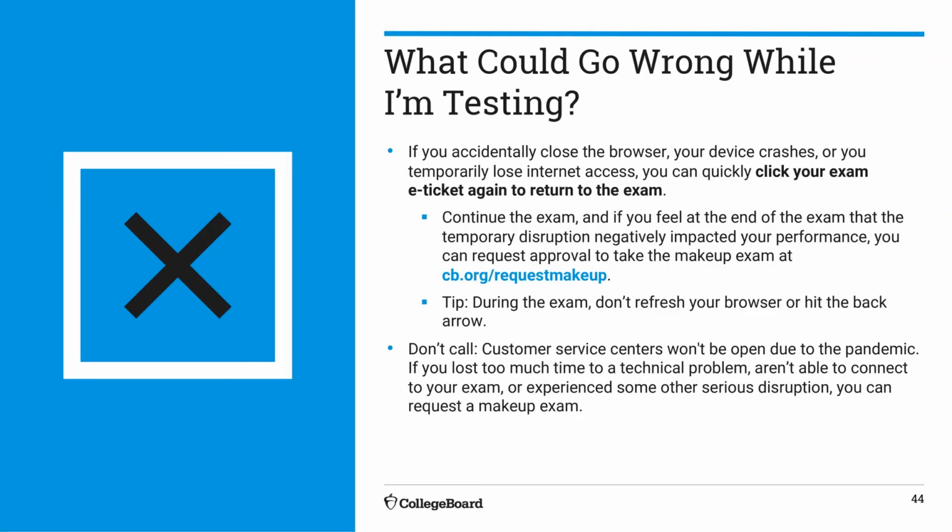So what could possibly go wrong on an electronic test? Well, if your device crashes, your internet crashes, whatever, you can use your e-ticket again to resume. If you feel like that disruption negatively impacted your performance, you can request approval for a makeup test by going to this page, cb.org/request-makeup. Don't refresh your browser or hit the back button. Again, don't call. If you have any problems and you need to submit a petition to retake, go to that website and fill out the form.